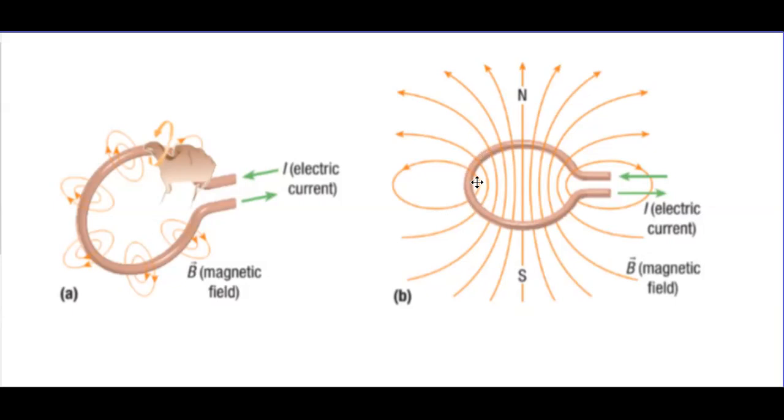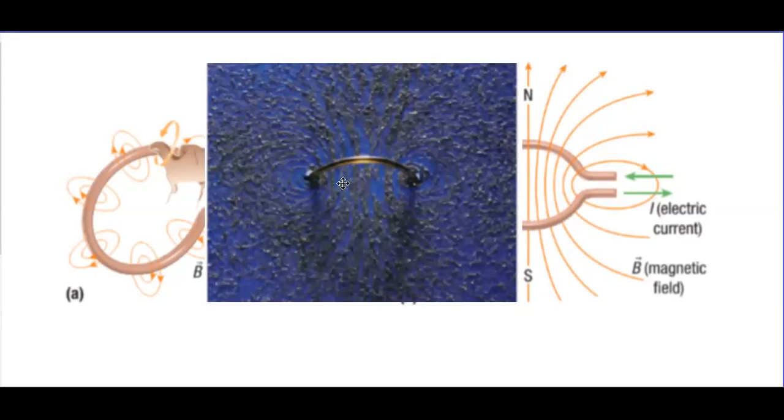If you grip your hand around this, and follow your thumb in the direction of your current, your fingers will always point towards the south pole of the magnet. So that's one way of knowing where the north pole and the south pole of the magnet are. Here's a real life visualization of a single loop with a bunch of iron filings around it. You can see an outline of where the magnetic field actually is.